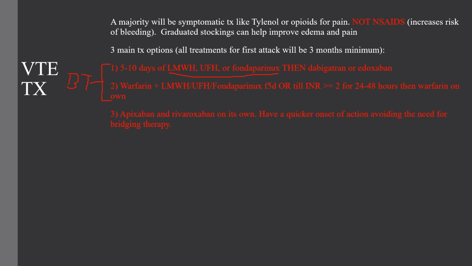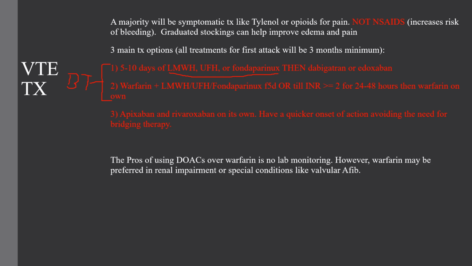And then your third option is just going to be apixaban or rivaroxaban on its own. The reason for that is because they have such a quick onset of action that you don't need to do that bridging therapy. So the pros of using DOACs, which are your apixaban, rivaroxaban, dabigatran, and edoxaban, is you don't need to do lab monitoring, whereas warfarin needs lab monitoring of the INR, which needs to be between 2 and 3.